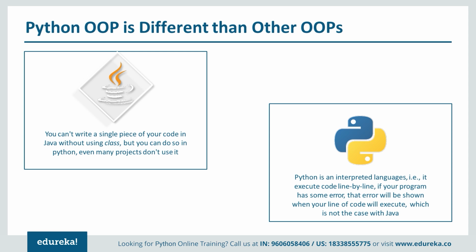So Python is an interpreted language. It executes code line by line, and if the program has some error, the error will be shown when that line of code gets executed, which is not the case in Java.